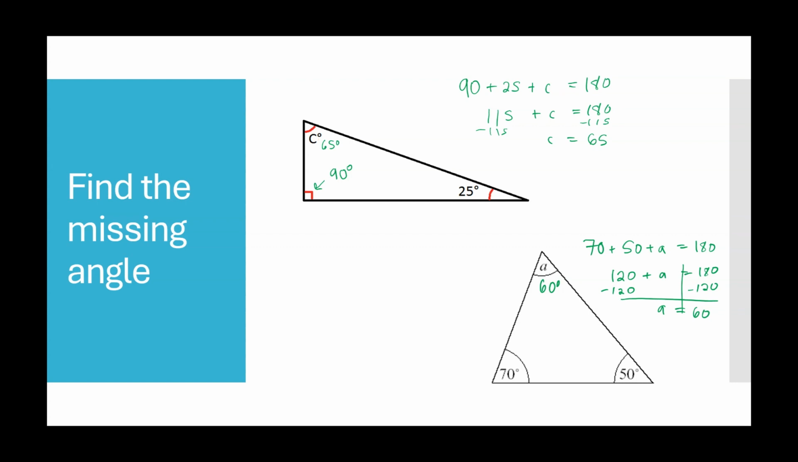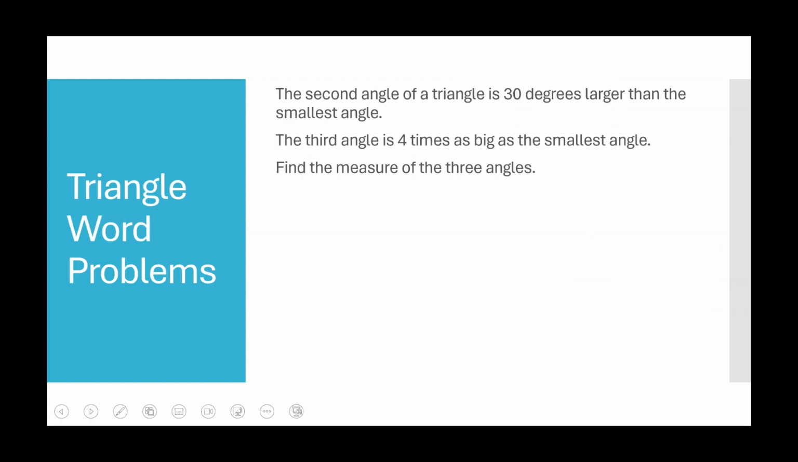Angles in a triangle. Now, exactly the same idea, but much worse. Word problems. Okay. So I have a triangle. I have 3 angles, 1 plus 2 plus 3, and they make 180 degrees. I just know that every time. Now let's read the word problem.